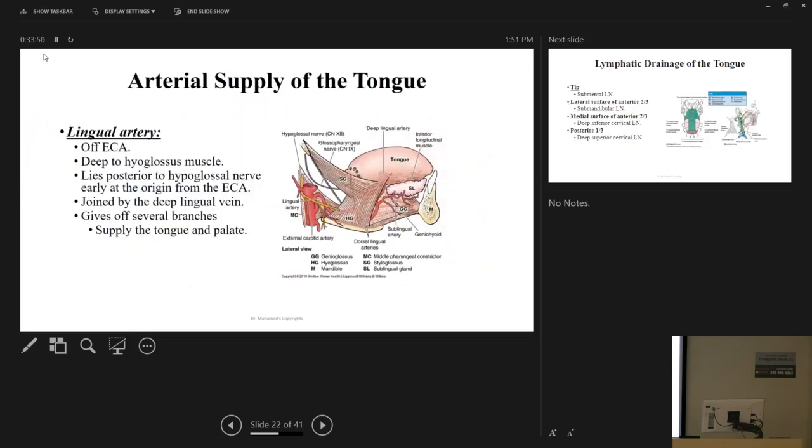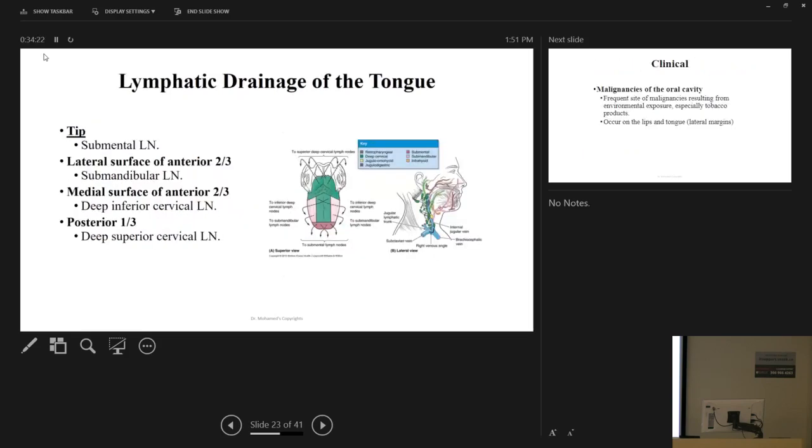Arterial supply of the tongue. The main artery of the tongue is going to be the lingual artery. The lingual artery is a branch of the external carotid artery, right? It runs deep to the hypoglossus muscle here. This is the hypoglossus muscle, and see how it runs deep to it, like that. And of course, it's joined by a vein. That's going to be your lingual vein, and it gives off several branches to supply the tongue and the palate.